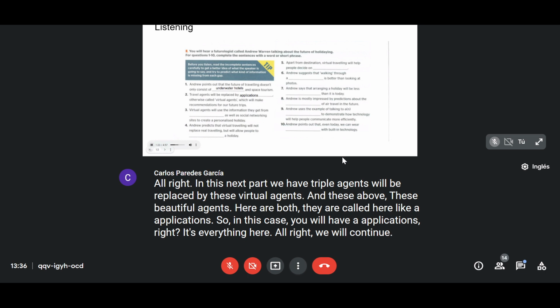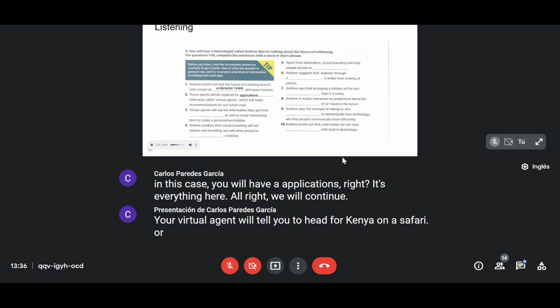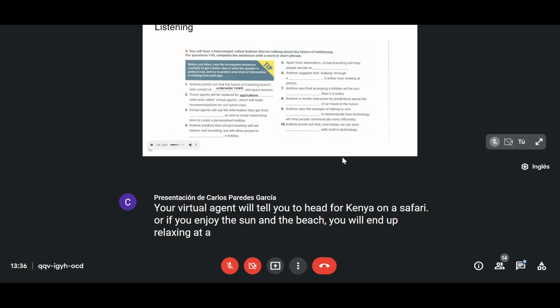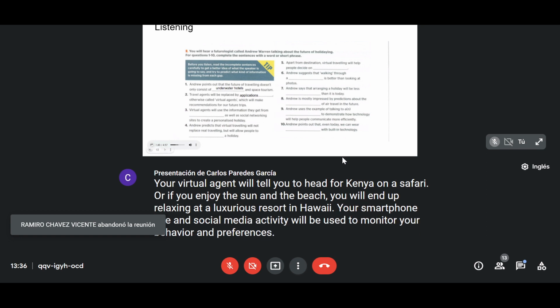Your virtual agent will tell you to head for Kenya on a safari. Or, if you enjoy the sun and the beach, you will end up relaxing at a luxurious resort in Hawaii. Your smartphone use and social media activity will be used to monitor your behavior and preferences. Whatever your tastes.